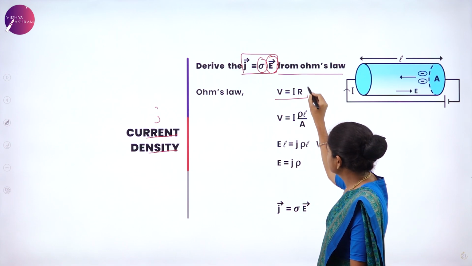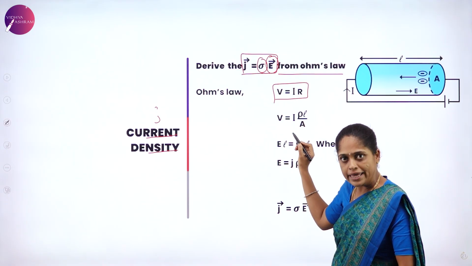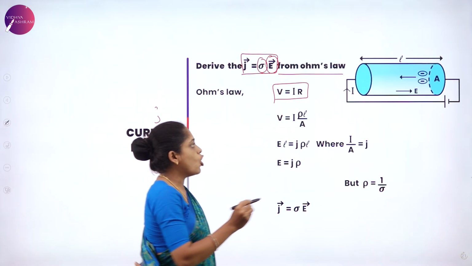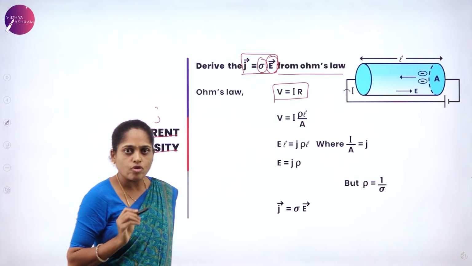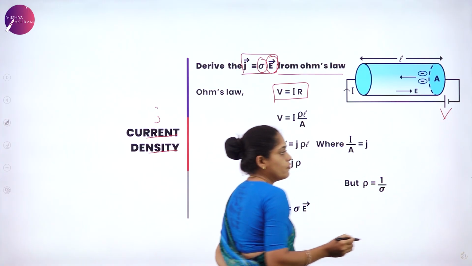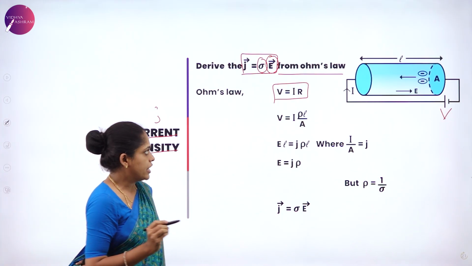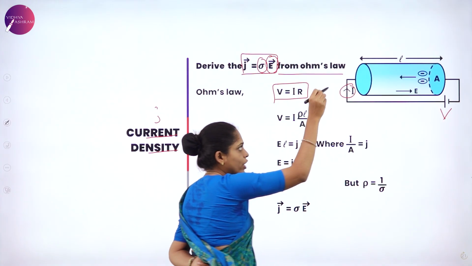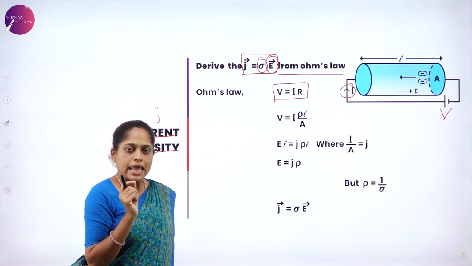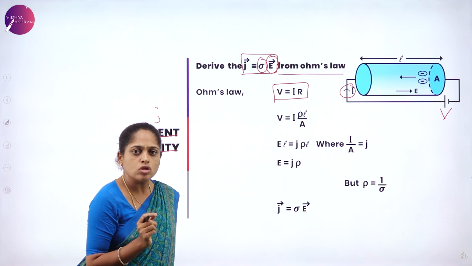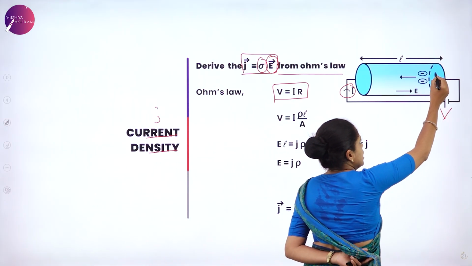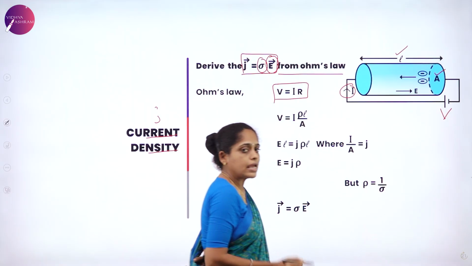You know, Ohm's law is given by V is equal to IR. And to derive this J is equal to sigma E, we have to draw this diagram. The diagram consists of a conductor which is connected to a battery of potential difference V. When this conductor is connected to a battery, a current I starts to flow in this conductor because the potential difference V creates an electric field which makes the electrons move towards the positive terminal of the battery. And this conductor has the area of cross section A and the length L.